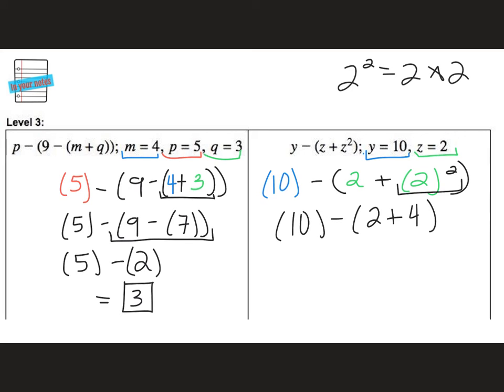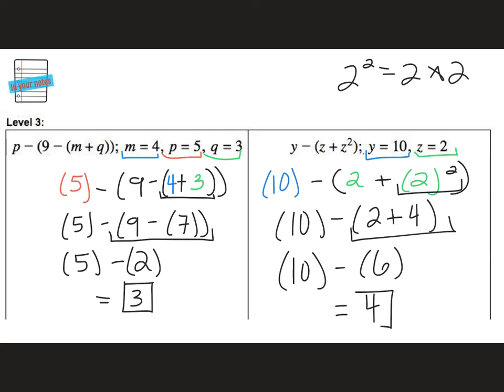So here's what we've got here. Now staying in the parentheses, 2 plus 4 is 6. 10 take away 4, or sorry, 10 take away 6 is 4.